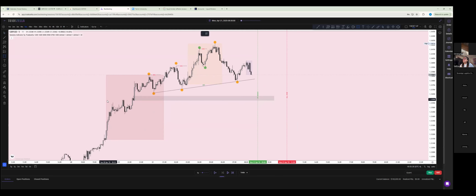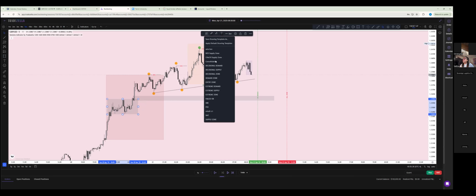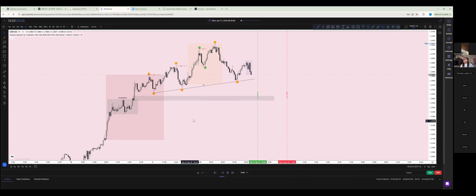Let's take a look. All right, so we have a consolidation right here. That's interesting. So look at the manipulation that price is creating. That's why it's so important that you don't just FOMO into a trade.